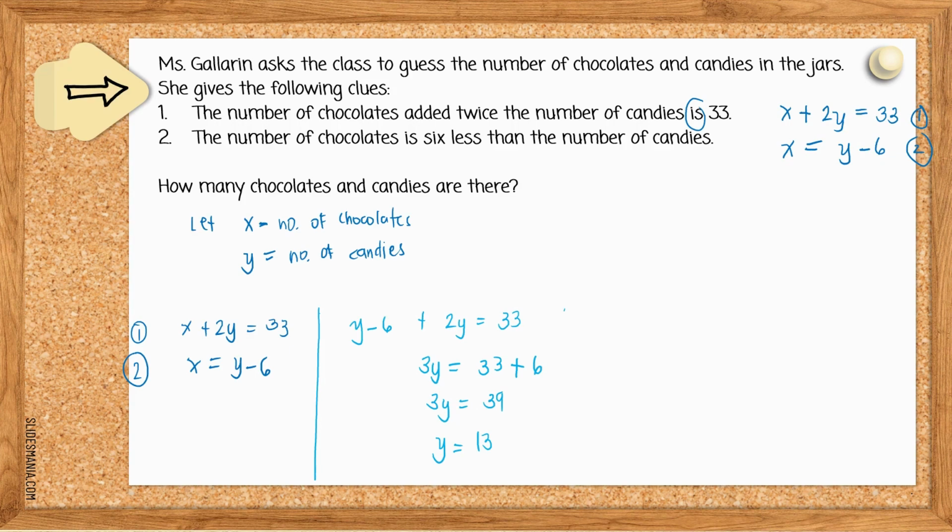Now, we solve the value of x using this y. So let's use the second equation, x is equal to y minus 6. Again, you already know the value of y, so just substitute it here. That's why it's called substitution. x is equal to 13 minus 6. Therefore, x is equal to 7. And there you have it. You already have the value of your x and the value of your y. So this is the solution for our system of linear equations.